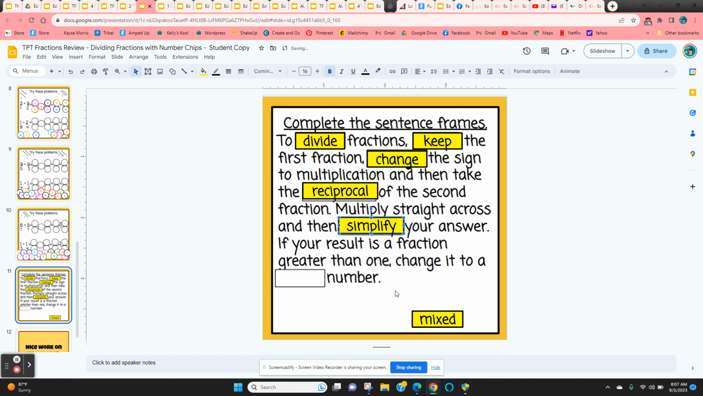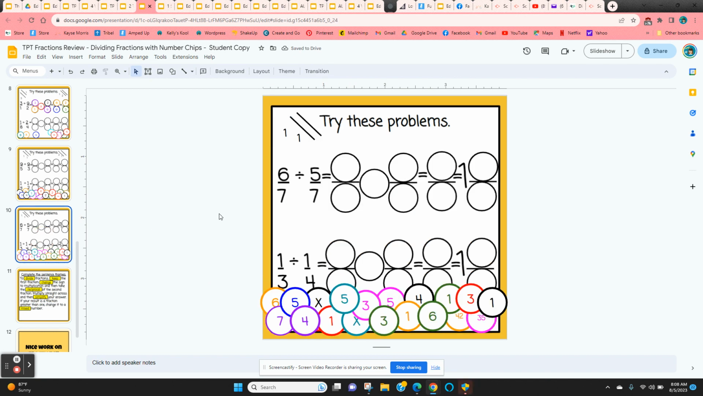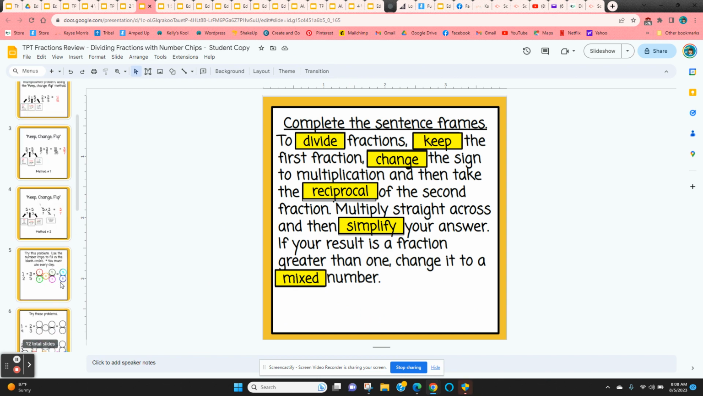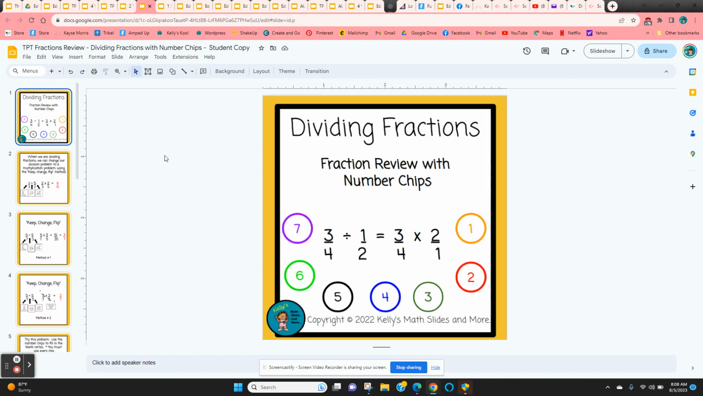If your result is a fraction greater than 1, then you want to change it to a mixed number. And there's an example of one of those problems also. Slide 10 has changing it's not improper fraction, it's a fraction greater than 1, and change it to a mixed number. So that is the lesson on dividing fractions with number chips.